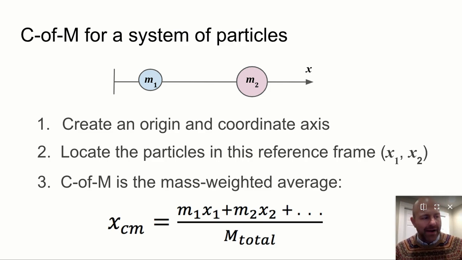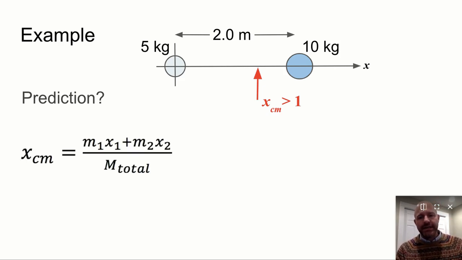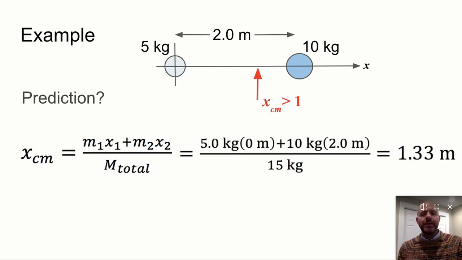This is that weighted average for the position. So here we go. Where is the center of mass? Well, we could predict that it should be closer to the more massive object than to the less massive object. We can do the actual calculation: 5 kilograms times 0 meters plus 10 kilograms times 2 meters, divided by 15 kilograms, is 1.33 meters. Indeed, closer to the 10 kilogram than to the 5.